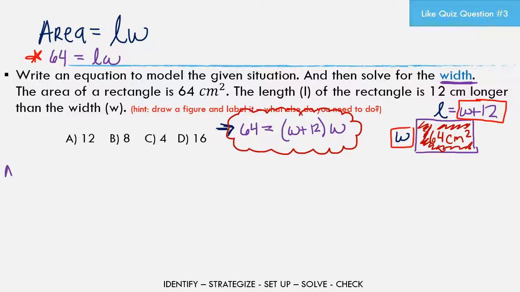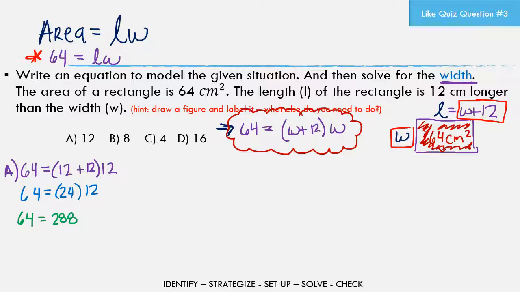So if we first do A, we're going to plug in 12. So 64 is equal to 12 plus 12 times 12. So W is 12. That gives us, is 64 equal to 24 times 12? If we multiply 24 times 12, we get 288. And 64 is not equal to 288, so therefore it cannot be A.